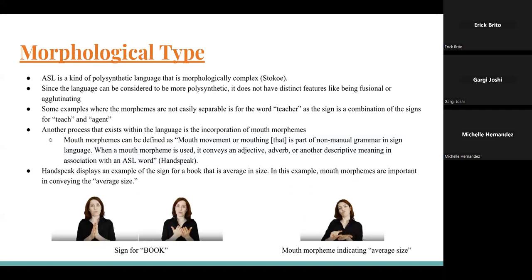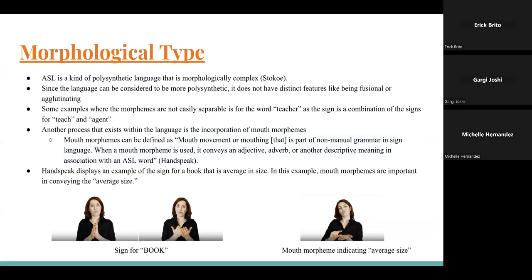According to Sturko, ASL is kind of a polysynthetic language, so it's very morphologically complex. Since the language can be considered more polysynthetic, it doesn't have distinct features like being fusional or agglutinating. Some examples where the morphemes are not easily separable is the word teacher. The sign itself is a combination of two different signs for teach and agent.